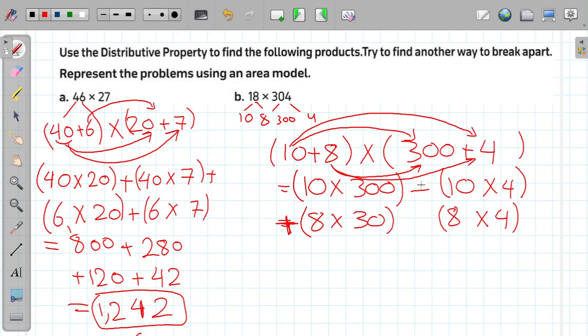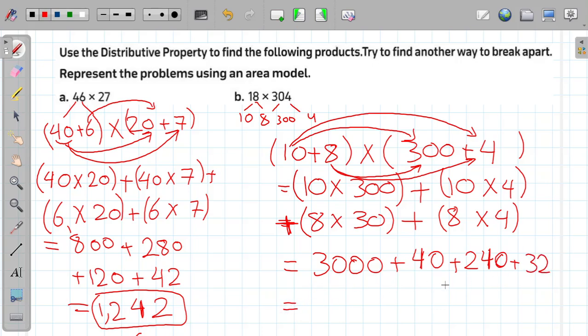Okay. And I will add them together. So I have the first one plus the second one plus the third one plus the fourth one. The first one here I have 10 times 300, so it will be 3,000. Next, 10 times 4 equals 40. So I have here 40 plus 8 times 300, so it will be 240. And 8 times 4 equals 32. So I will add them together.